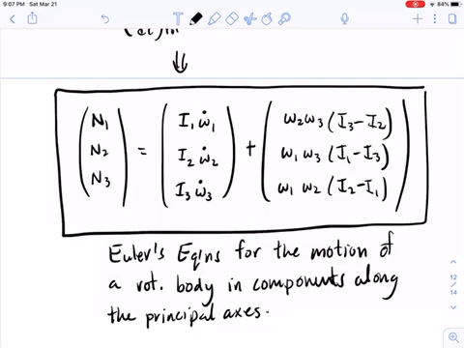Okay, so I think what we're going to do next time is we'll imagine what happens when you've got a freely rotating body. And so a freely rotating body is going to be one in which there's no net torque on the body. And so we'll do some analysis of these Euler equations and see where that takes us.